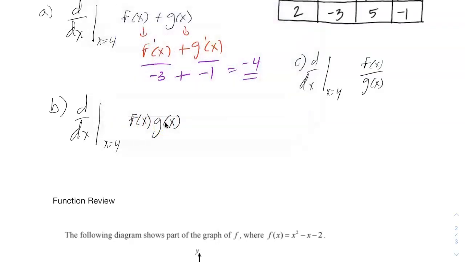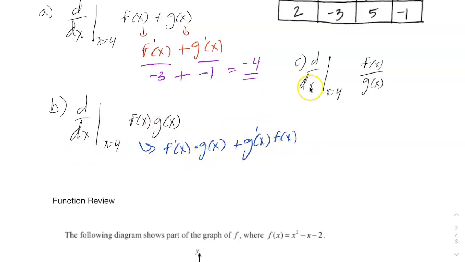That would be the derivative of the first one. So derivative of f is just f prime times the second one left alone. So we're going to leave g of x alone, plus the derivative of the second one, which is g, so g prime times the first one left alone. Like that. Right now, again, we're plugging 4 into all these.